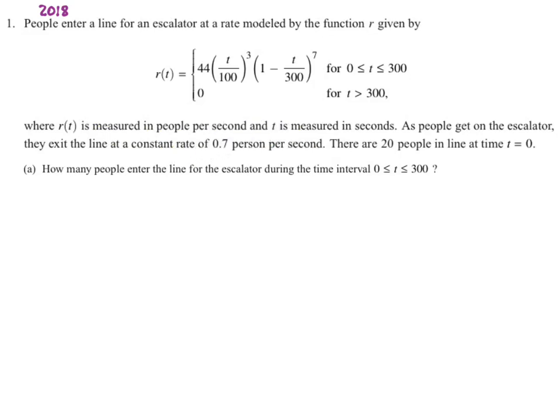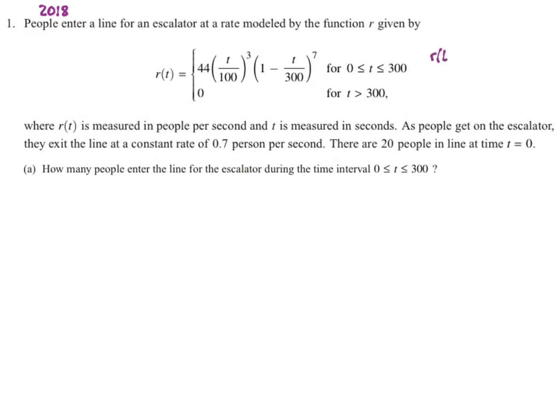And then it says as people get on the escalator, they exit the line at a constant rate of 0.7 persons per second. So we have a couple things going on here. We have the line for the escalator, and then we have people getting on the escalator. So this is the rate at which people enter the line to get on the escalator. And then this 0.7 is the rate at which people get on the escalator. In other words, it's the rate at which people get out of the line because they are no longer in line if they're on the escalator.